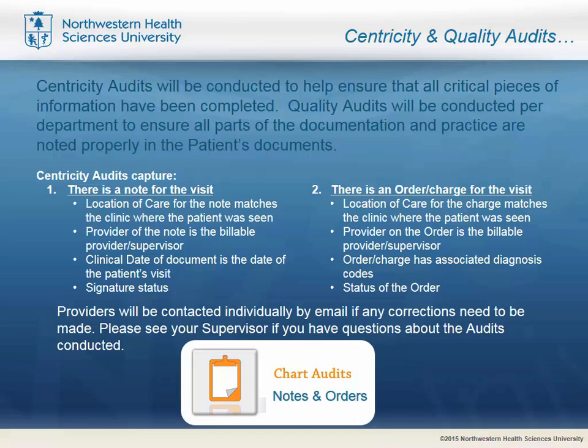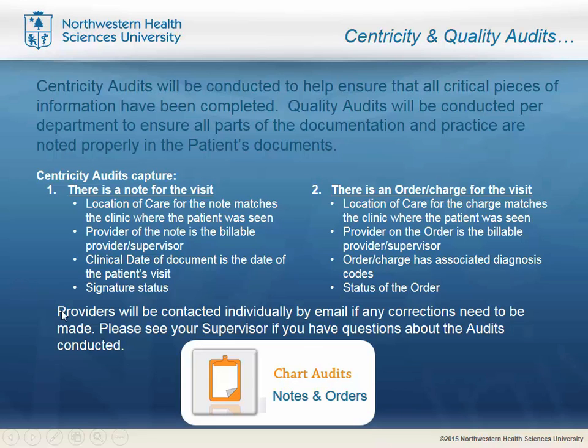So a Centricity auditor is not auditing the quality of your document. We're just looking at the basics of documents and orders, whether they're signed and everything is correct as it is supposed to be. Providers will be contacted individually by email if any corrections need to be made, and see your supervisor if you have any questions about the audits, whether they're Centricity audits or the quality audits done for your department.